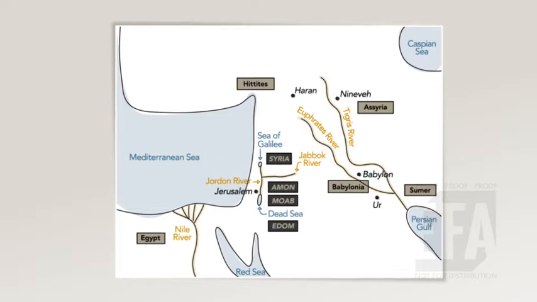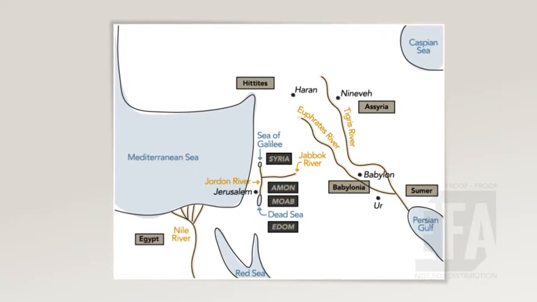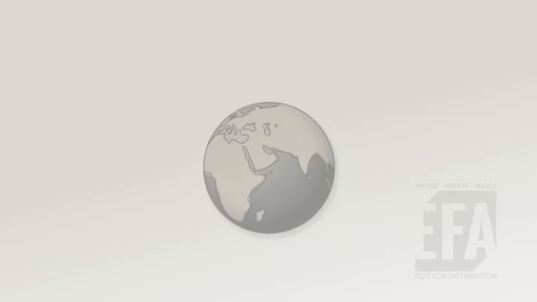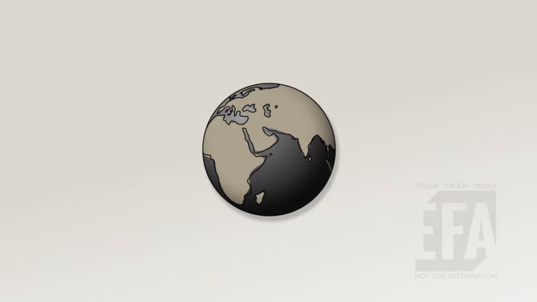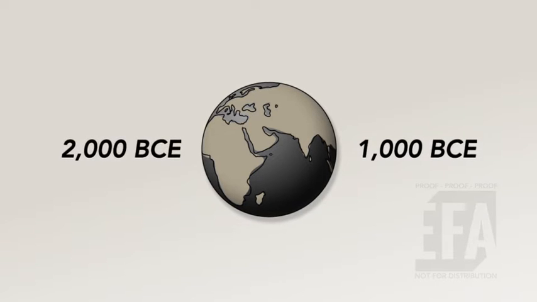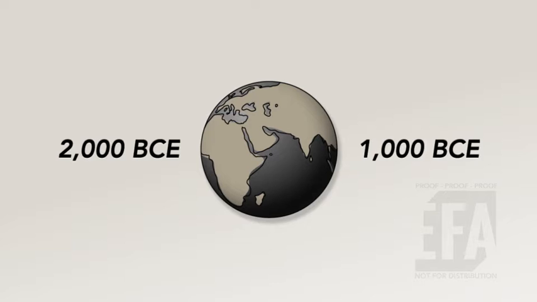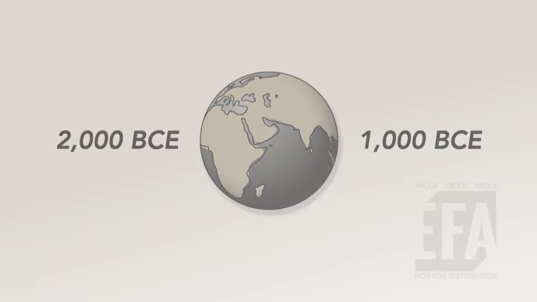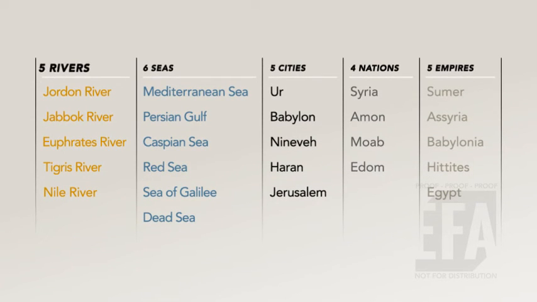Also, don't worry if you can't draw well. We'll be using mostly lines and basic shapes. Keep in mind, we're going to be labeling regions according to their names in the 1st and 2nd millennia BCE, so resist any urges to label any modern-day countries, such as Turkey. On this map, there are 5 rivers, 6 seas, 5 cities, 4 nations east of the Jordan River, and 5 empires. We'll map the rivers and seas first.